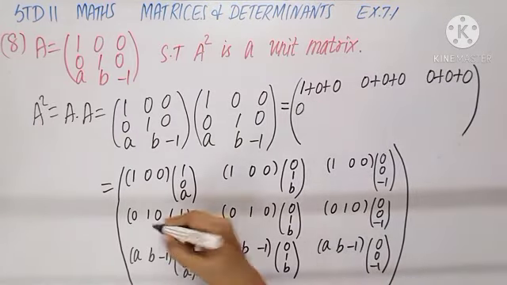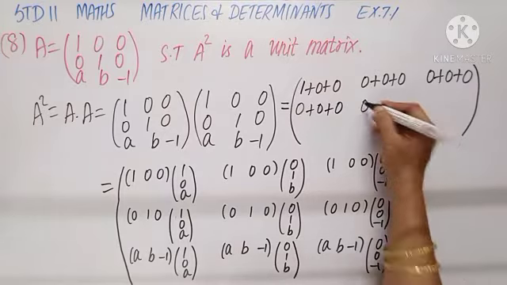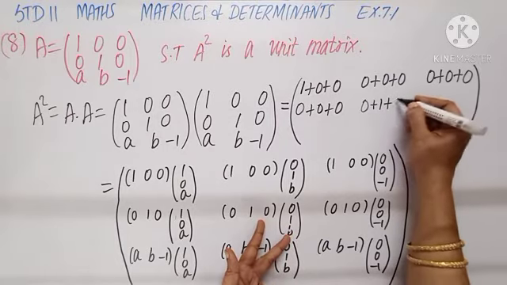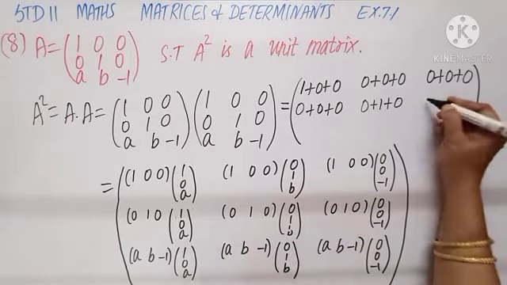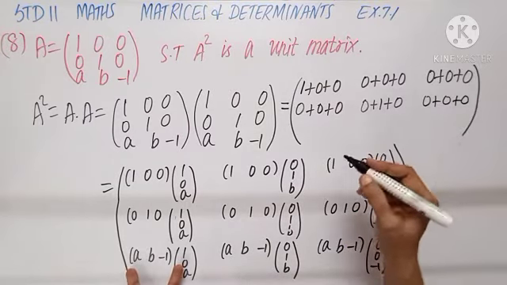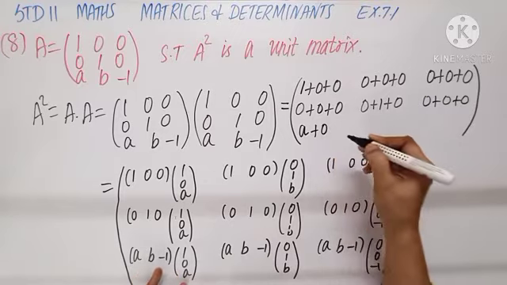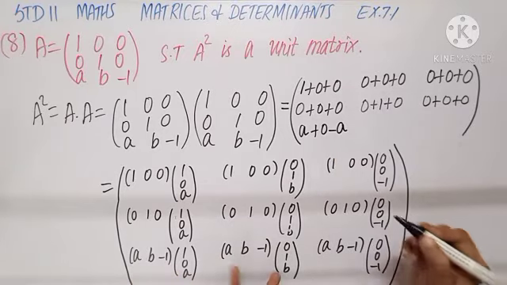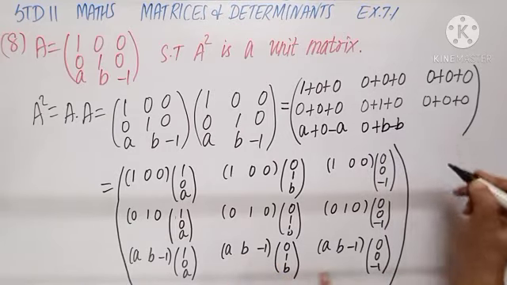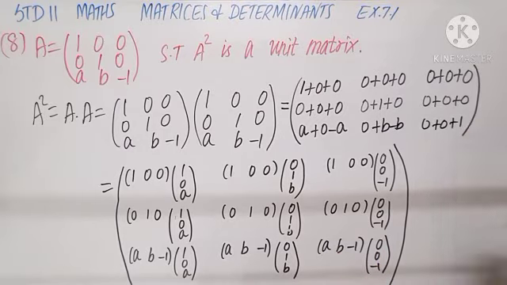0 into 1, 1 into 0, 0 into A. 0 into 0, 1 into 1, 0 into B. 0 into 0, 1 into 0, 0 into minus 1. A into 1, B into 0, minus 1 into A. A into 0, B into 1, minus 1 into B. A into 0, B into 0, minus 1 into minus 1.